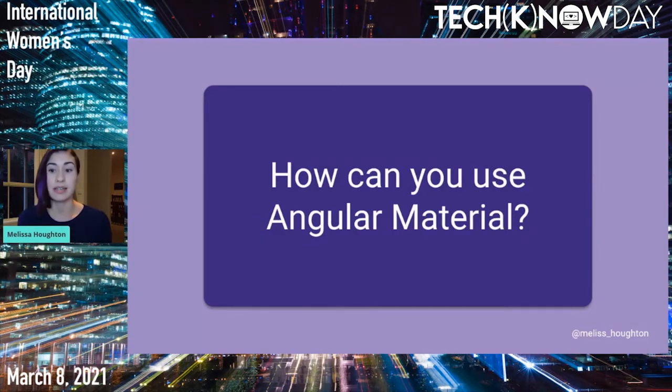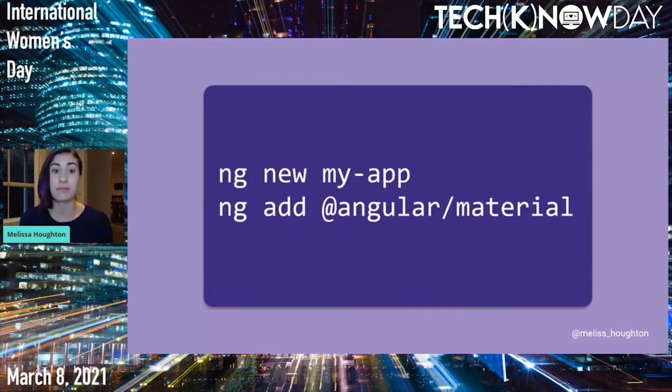It's quick to get started and has a few built-in themes, so you don't have to break out your styling skills to build a custom theme for yourself. So let's take a look at how we can get started. First, all you really need are these two commands. ng new my-app to create a brand new Angular app, then ng add @angular/material, which adds in automatically everything that you need for Angular Material.